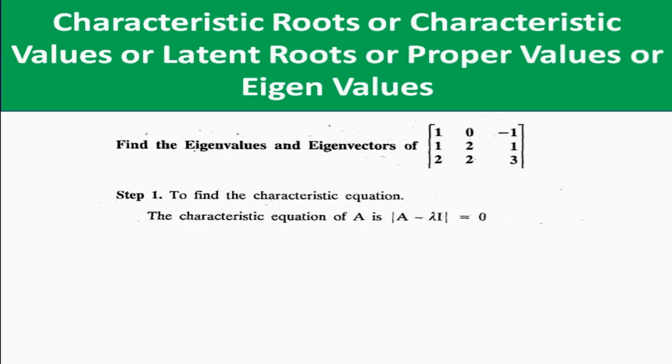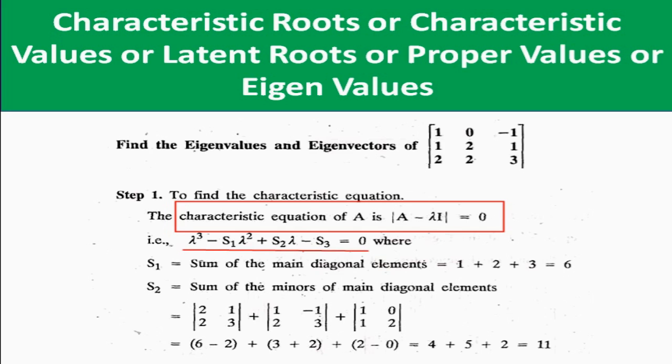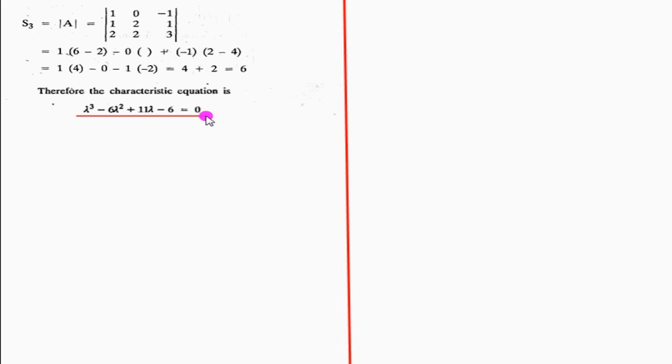First step is to write the characteristic equation. The characteristic equation is given by modulus of A minus lambda I equal to 0. Or you can directly use this equation to write the characteristic equation, where S1 is the sum of the main diagonal, S2 is the sum of the minors of the main diagonal, and S3 is the determinant of the matrix. Find out S1, S2, S3 and substitute the values in this equation. You get the characteristic equation. This is the characteristic equation obtained by substituting the S1, S2, S3 values.